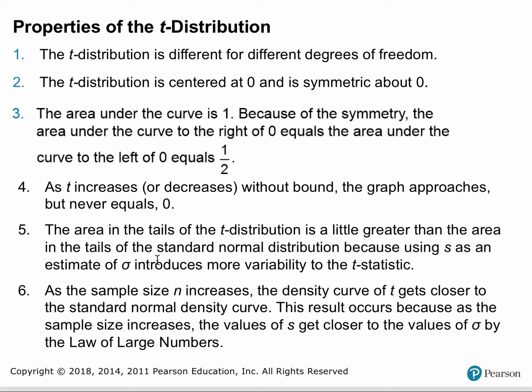Remember, I think we looked at a superimposed t-distribution on a standard normal, and we could see the difference a little bit. But as the sample size increases, the density curve of t gets closer and closer to the standard normal density curve. This result occurs because as the sample size increases, remember our law of large numbers.